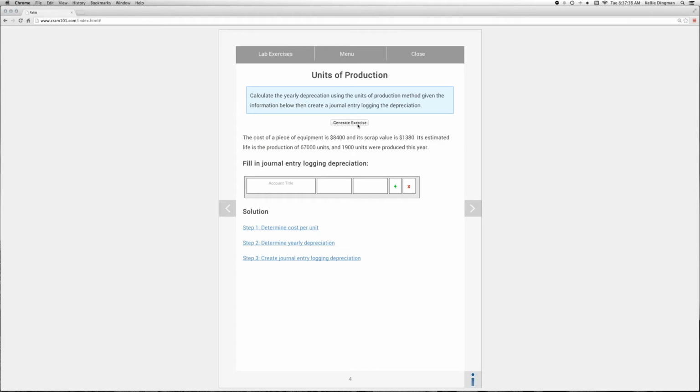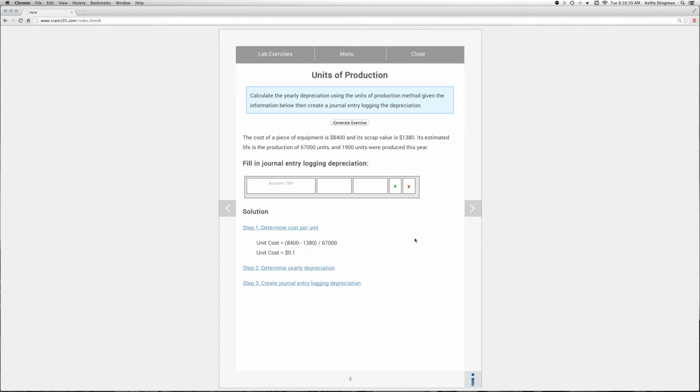The exercise prompt says, the cost of a piece of equipment is $8,400 and its scrap value is $1,380. Its estimated life is the production of 67,000 units, and 1,900 units were produced this year. First, we need to determine the depreciation cost per unit produced.